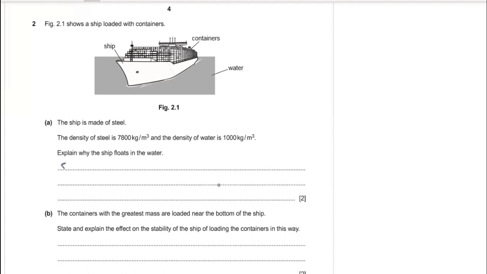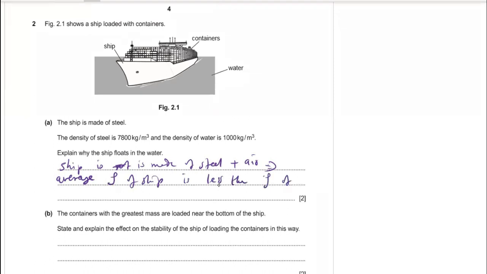So we can say that the ship is made of steel and also air. What does it mean? This means that now the average density of the ship is less than the density of water, and that is why now the ship floats.